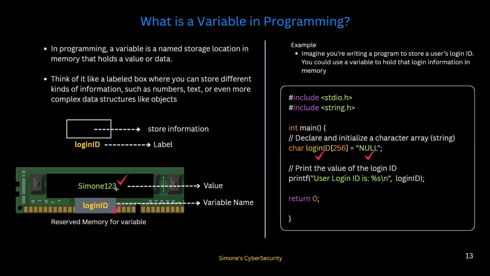So on the next slide, we will explore these two states of a variable in more detail, that is the uninitialized and initialized state, so you clearly understand the technical root of the Citrix Bleed 2 vulnerability.